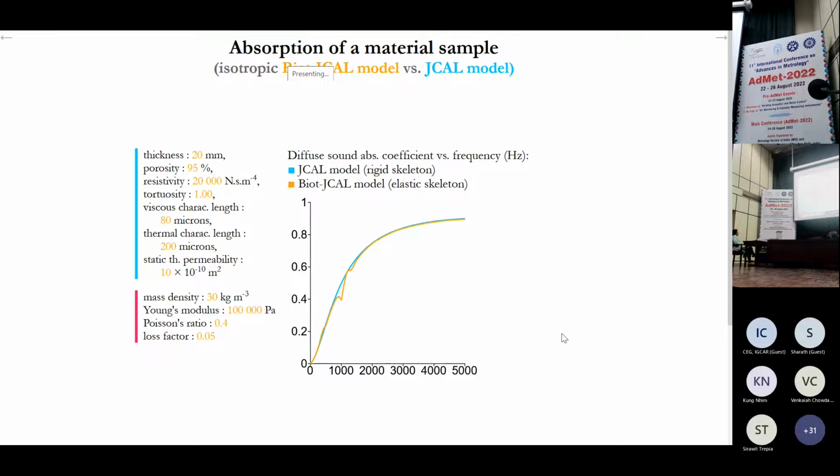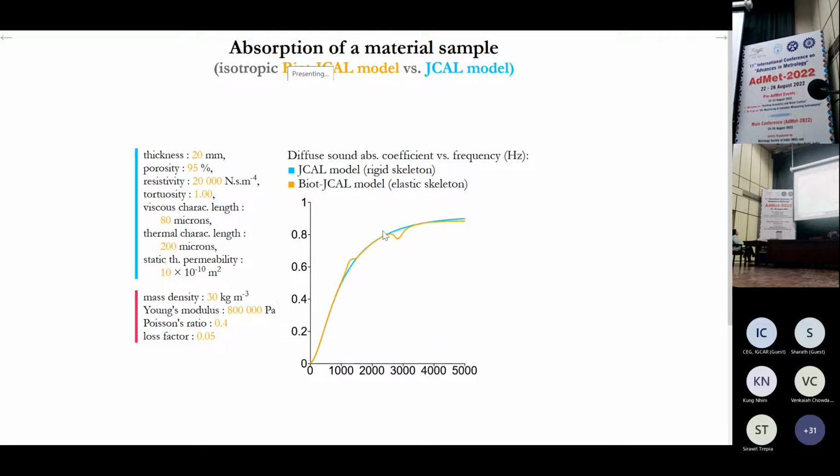In this slide, so far I've discussed a model. The JCAL model is for materials having a rigid skeleton. This is what I'm showing here in blue, a model for a rigid skeleton assumption. I'm also showing in this curve the diffuse sound absorption as a function of the frequency for this JCAL model or the Biot-JCAL model. For the Biot-JCAL model in orange, I'm just adding the effect of the solid part. If I assume an isotropic solid part, I will just have mass density, Young modulus, Poisson ratio, and loss factor, and I can see what the impact of these parameters is on the sound absorption.